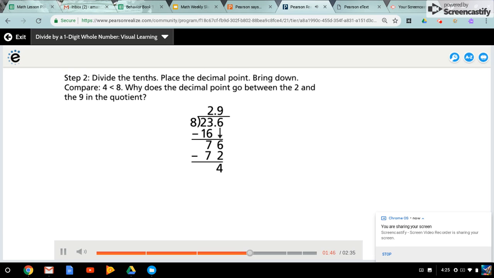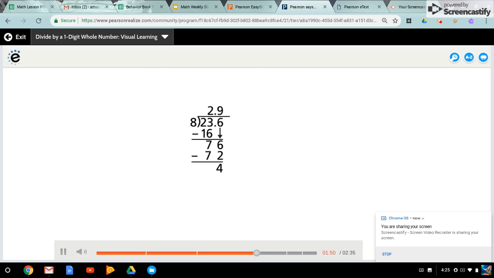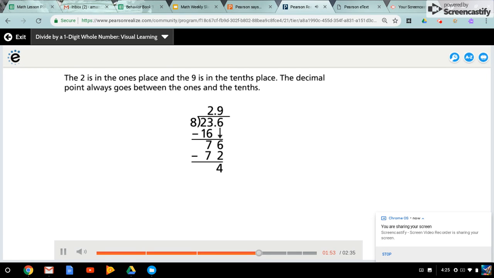Why does the decimal point go between the 2 and the 9 in the quotient? Yesterday we talked about knowing that the decimal point is going to go straight up from the dividend into the quotient right here. So right here it's 23.6 or 23 6/10, and we're going to take that decimal point and drag it straight up into the quotient so that we have 2 9/10. The 2 is in the ones place and the 9 is in the tenths place. The decimal point always goes between the ones and the tenths.